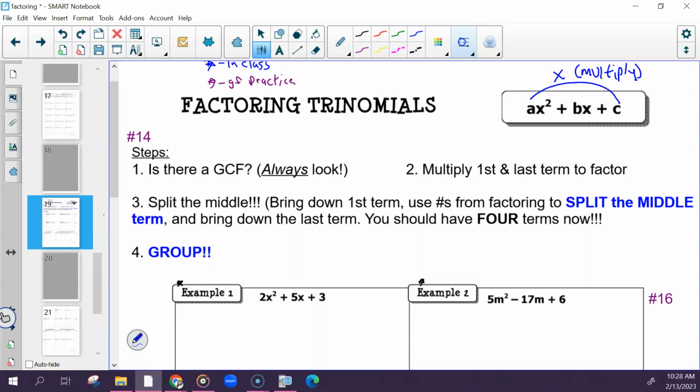You don't have to write this because it is in your test, but if that helps you, feel free to do that. After we multiply those two together, we'll get some number, and then like we did last time, we're looking for factors of that number that would add to these.